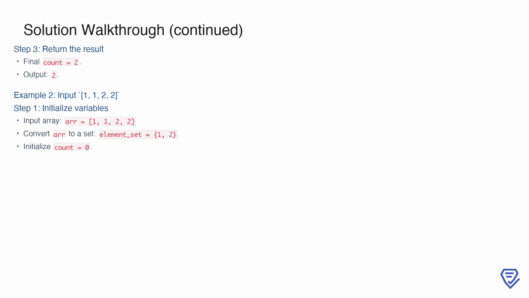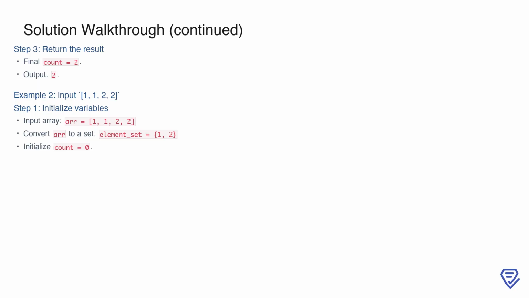Now that we've finished iterating through the array in example 1, the final value of count is 2, as there were two numbers in the array for which number plus 1 exists in the set. Therefore, the output for this example is 2. Moving on to the second example, the input array is 1, 1, 2, 2.